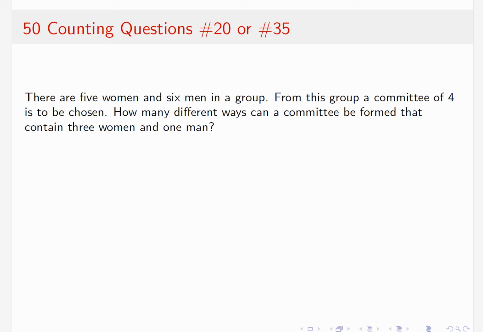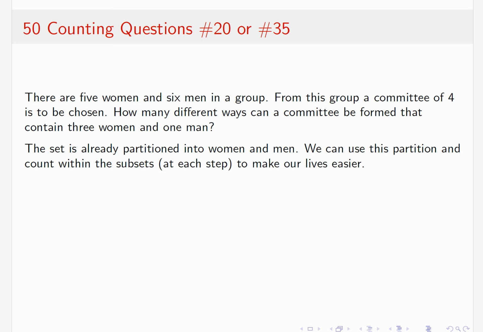Okay, so here we have 5 women and 6 men in a group from which a committee is to be chosen. How many ways can a committee be formed that contains 3 women and 1 man? Okay. So let's draw this partition out here. Right, so we have the men on one side of the partition and we have the women on the other side of the partition, right? And there are 5 of the women and there are 6 of the men.